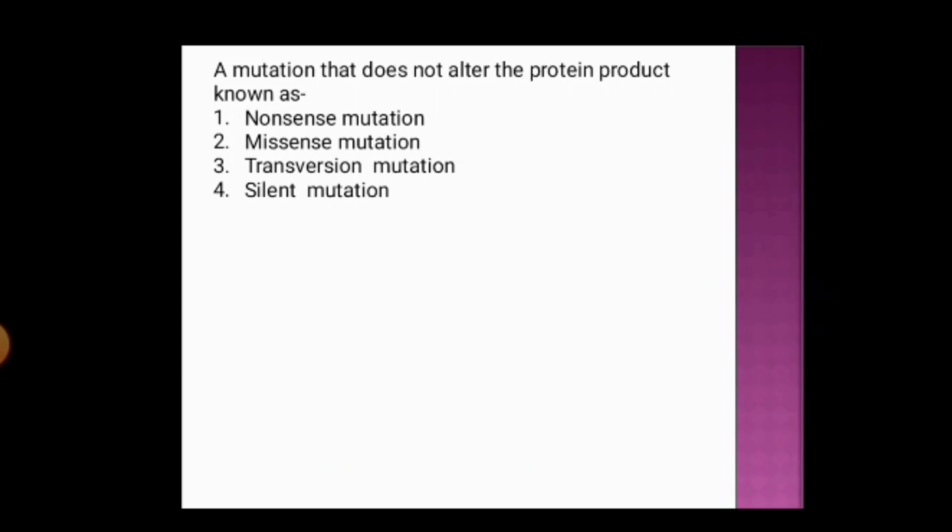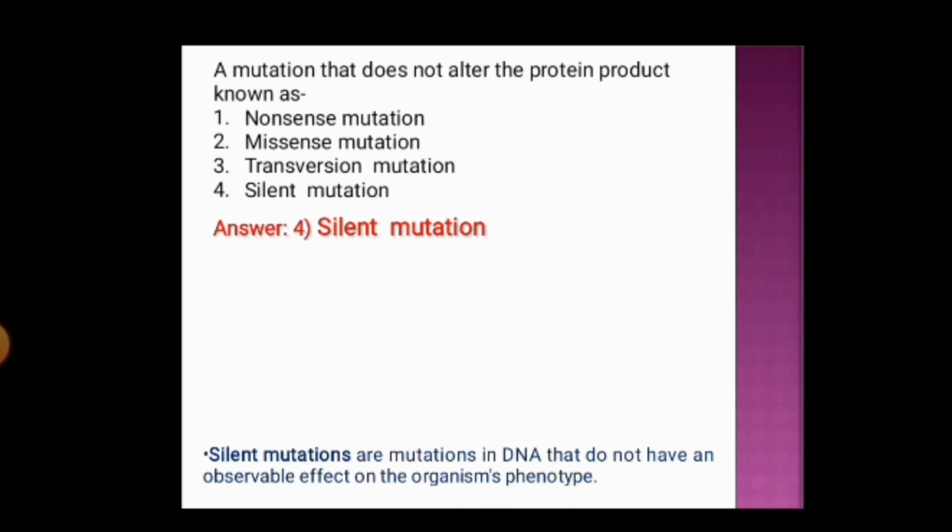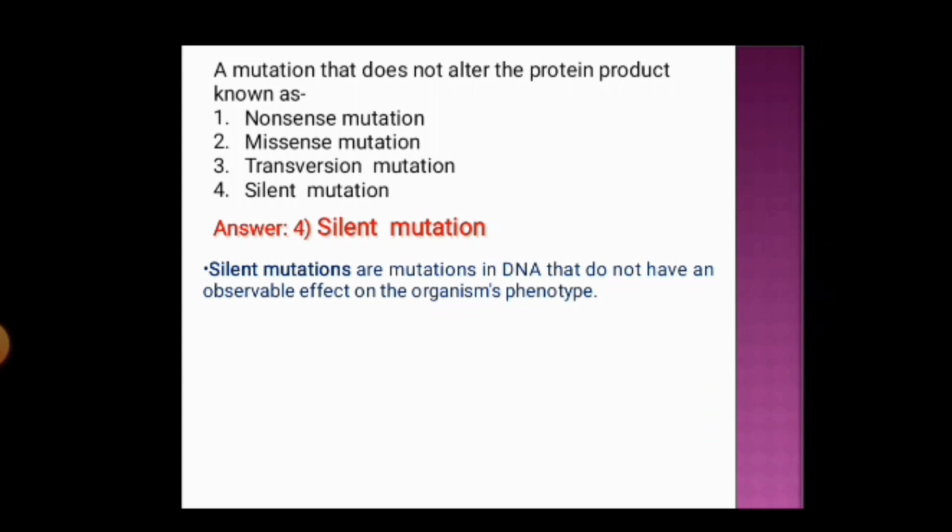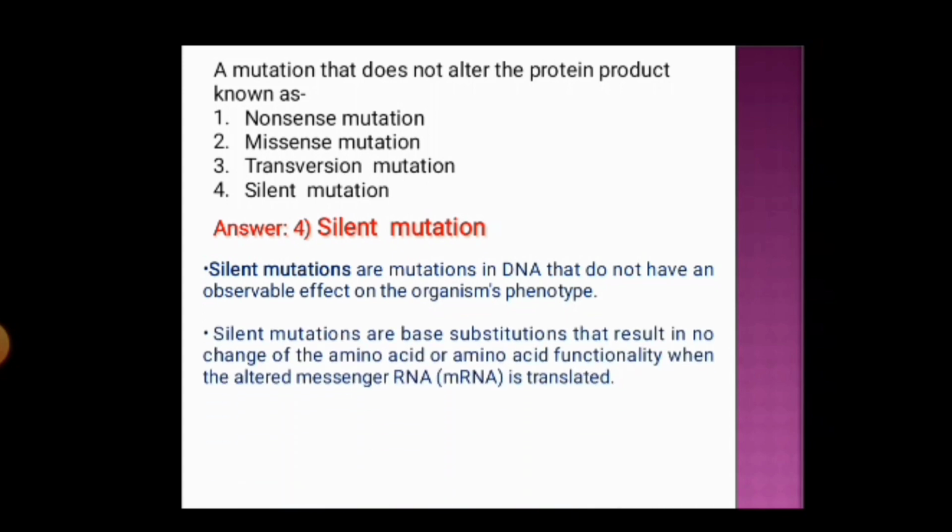Next question. A mutation that does not alter the protein product is known as option 1, nonsense mutation, option 2, missense mutation, option 3, transversion mutation, option 4, silent mutation, and the correct answer is option 4, that is silent mutation. Silent mutations are mutations in DNA that do not have an observable effect on the organism's phenotype. Silent mutations are base substitutions that result in no change in the amino acid or amino acid functionality when the altered messenger RNA is translated.